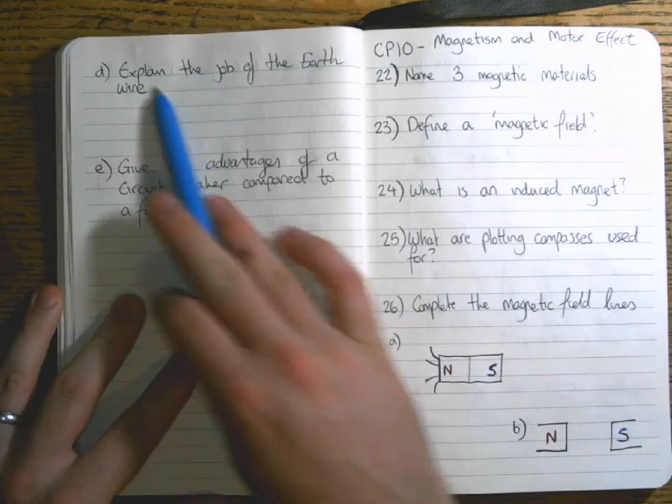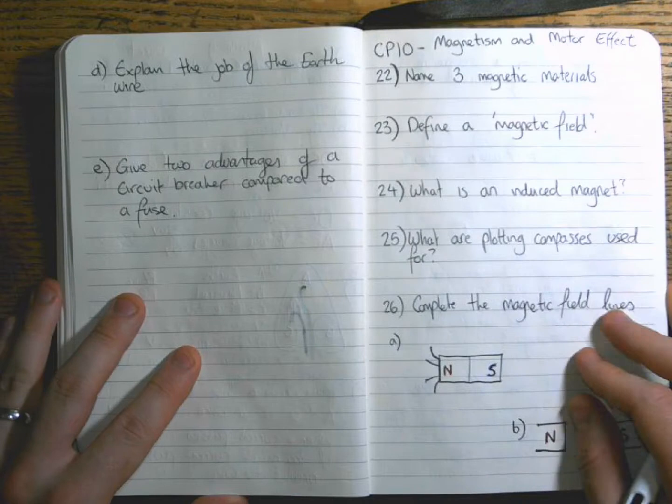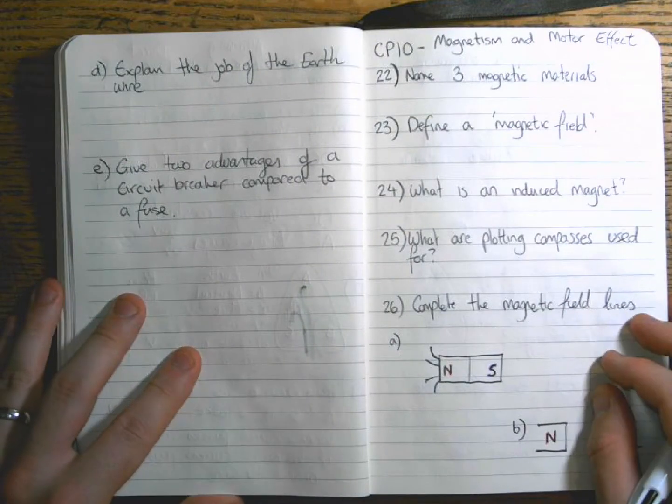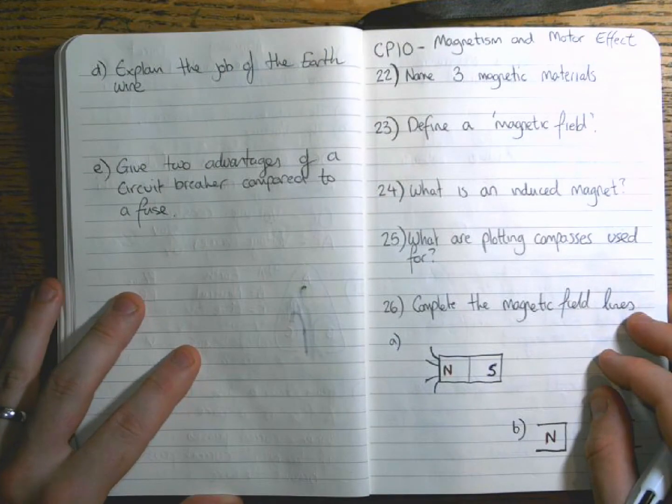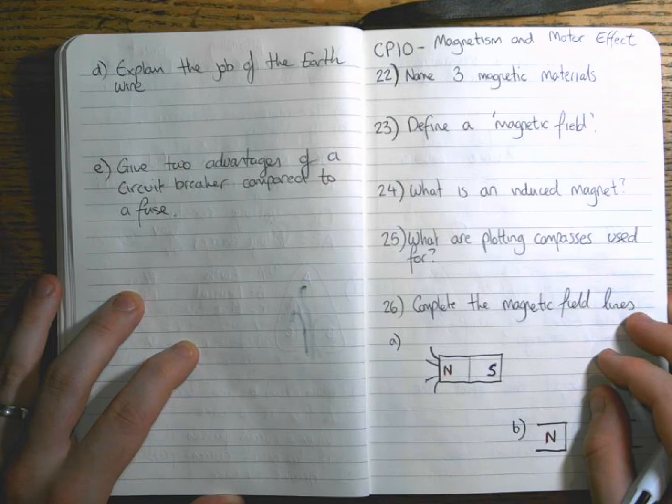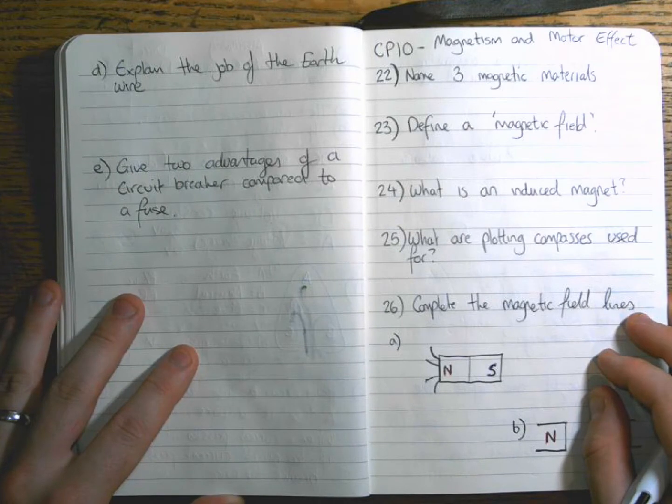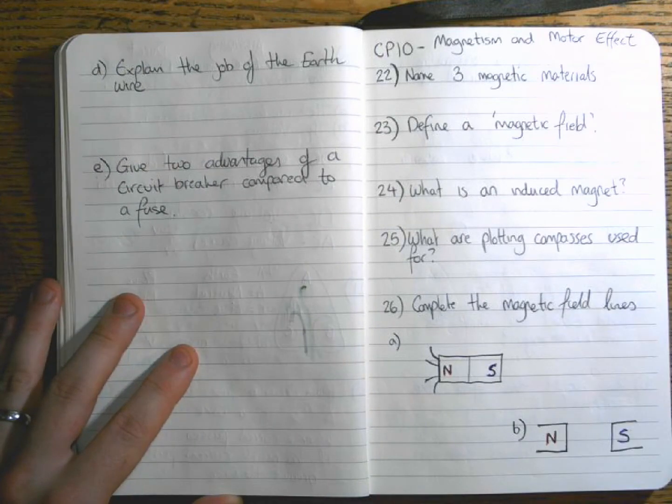Explain the job of the earth wire. The earth wire is very important when it comes down to safety. I'd like to see if you can answer this yourself and then check back on the video.